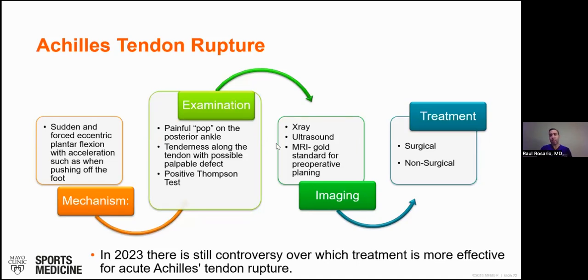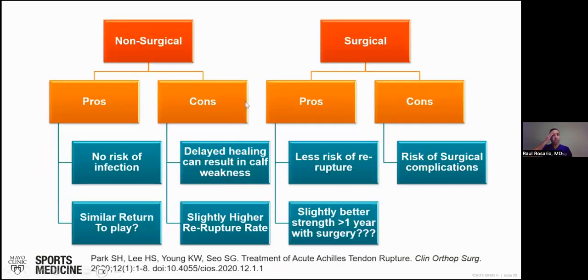And then the treatment is surgical versus non-surgical. An important concept is that before, everybody got surgery, and now there's controversy if surgery is indicated on everybody or it can be treated with a conservative approach. So there's still some discrepancy at this age about what is the best option. So in terms of non-surgical and surgical, if the patient is a high-level basketball player, high school, college, professional, most likely they're going to get surgery.